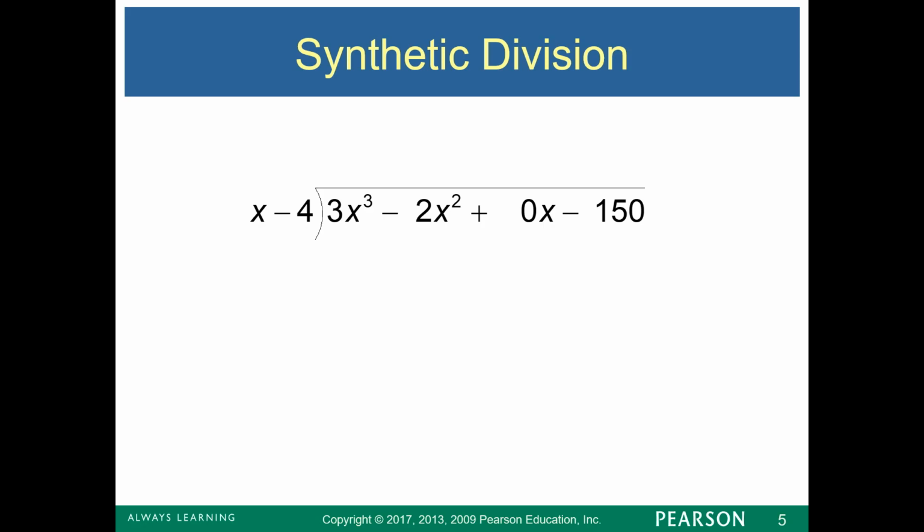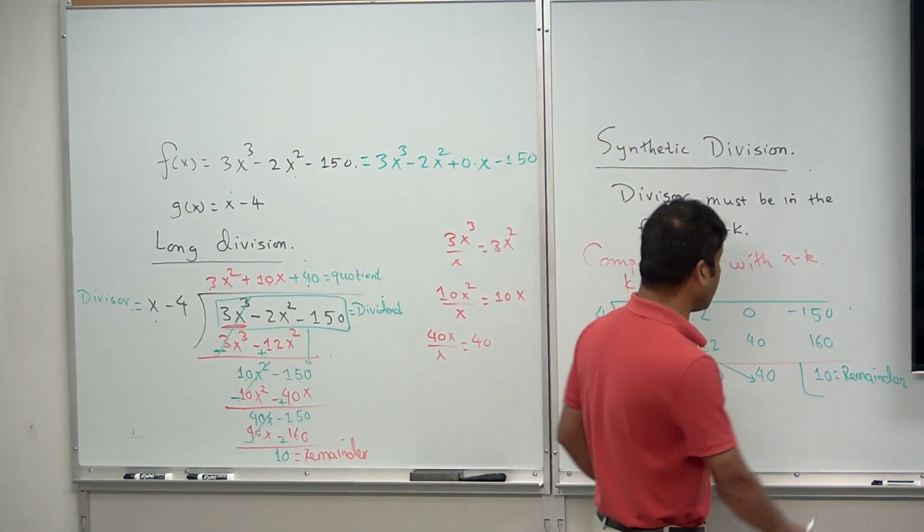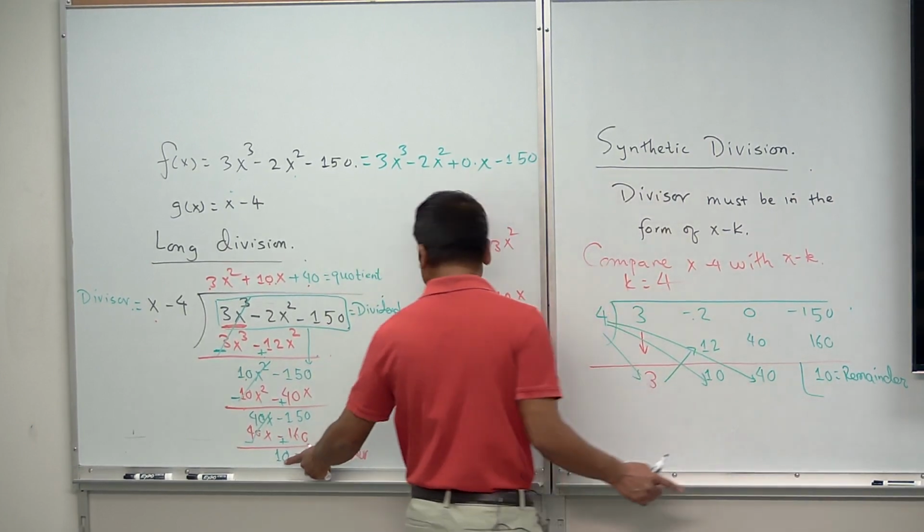4 times 40. What is 4 times 40? 160. Is that right? So you write down 160 here. So now -150 plus 160. What is -150 plus 160? 10. So this is the remainder. Make sense, guys? And you see here, what is the remainder here? 10. And what is the remainder here? 10. You see that? This matches, right?